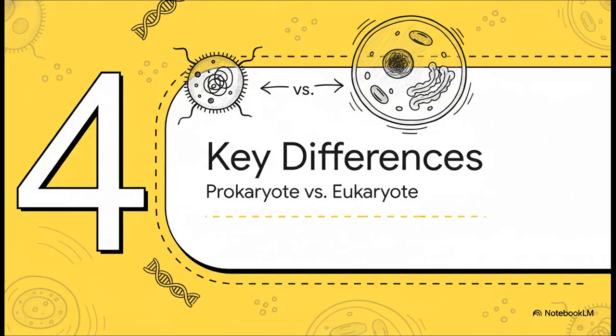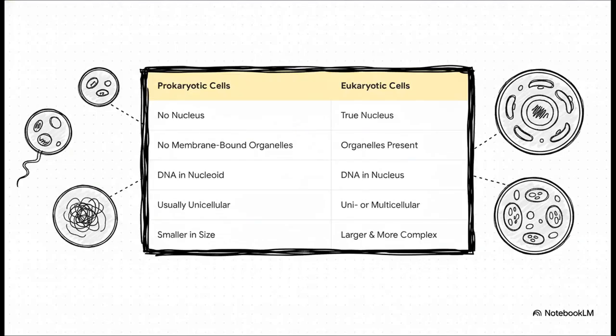Okay, it's time for the head-to-head comparison. Let's put them side by side. This is definitely the part you'll want to remember for any upcoming tests. So let's break it down. On Team Prokaryote, no nucleus, no membrane-bound organelles, DNA is in the nucleoid, they're pretty much always single-celled, and they're smaller. Then you've got Team Eukaryote. They have that true nucleus, they're packed with organelles, the DNA is safe inside the nucleus, they can be single-celled or build complex multicellular organisms, and they're way bigger and more complex.